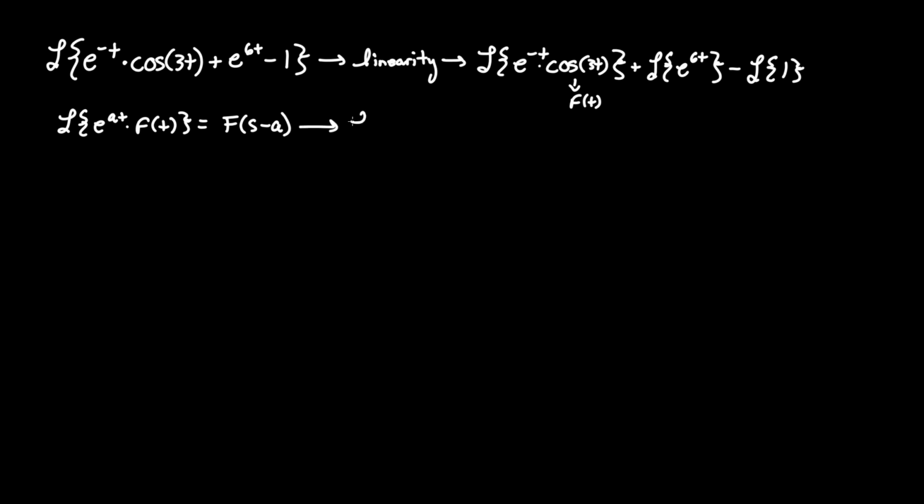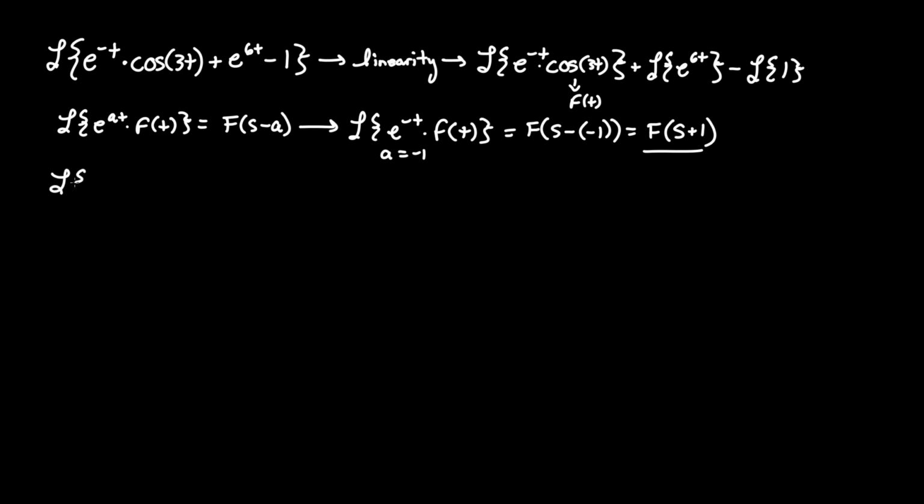So now, Laplace of e to the negative t times f of t, where a equals negative 1, that simply becomes F of s minus a negative 1. And subtracting twice, that means you're adding plus 1. So now when we do the Laplace of cosine of 3t, all the s terms become s plus 1.